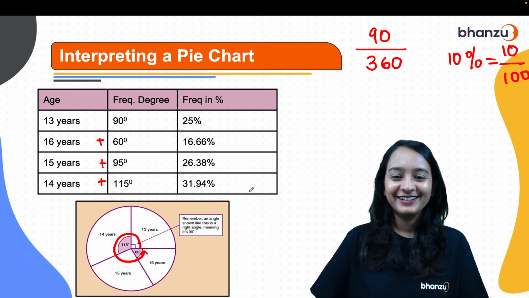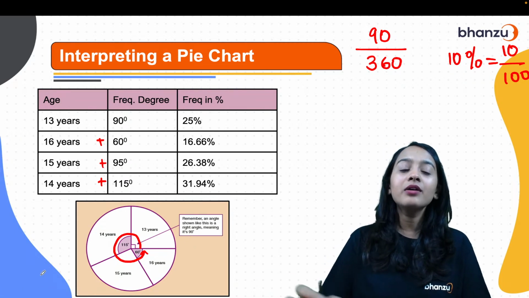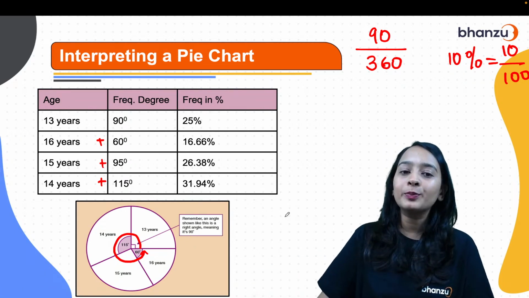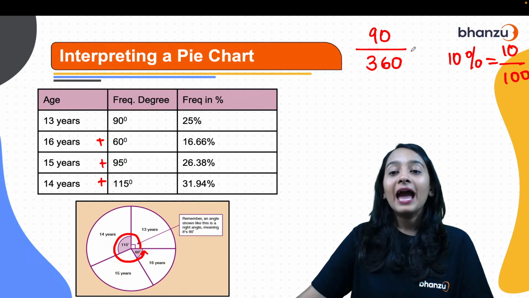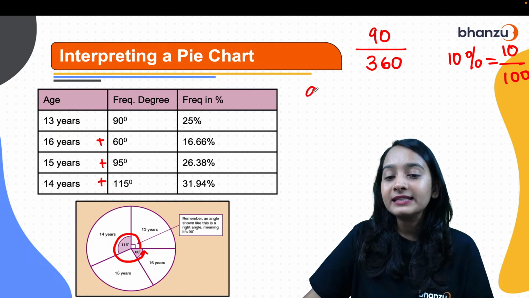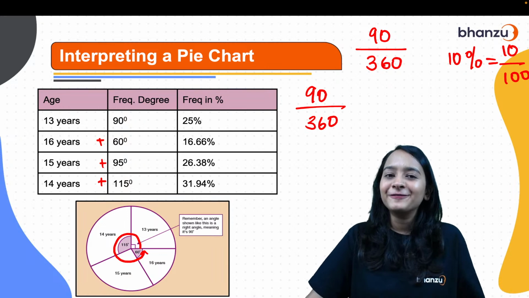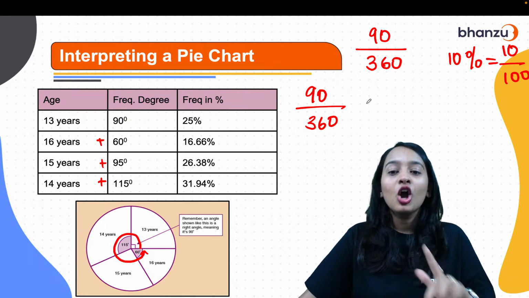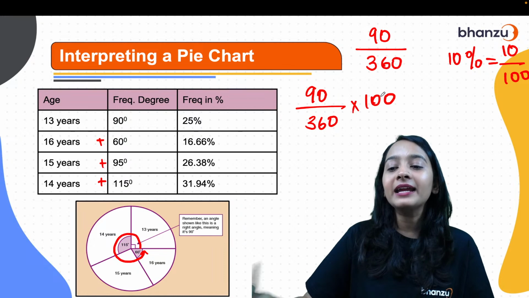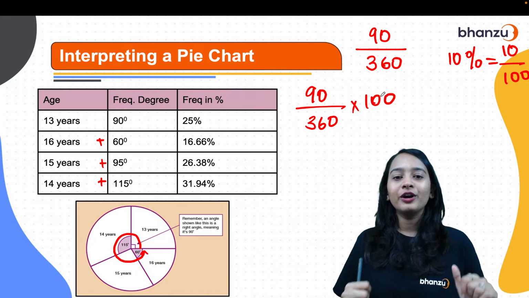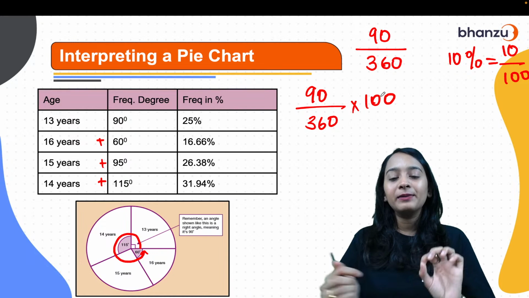Hello. Okay. So now how did we convert this into a fraction? 90 by 360. Now that has become a fraction, how do we convert a fraction to a percentage? All you have to do is multiply it with 100. Understood? All you have to do is multiply it with 100.